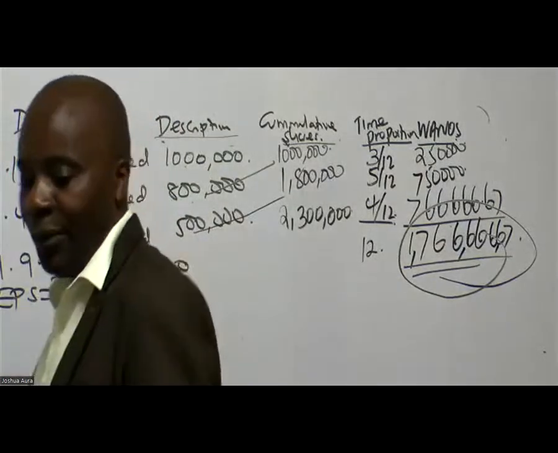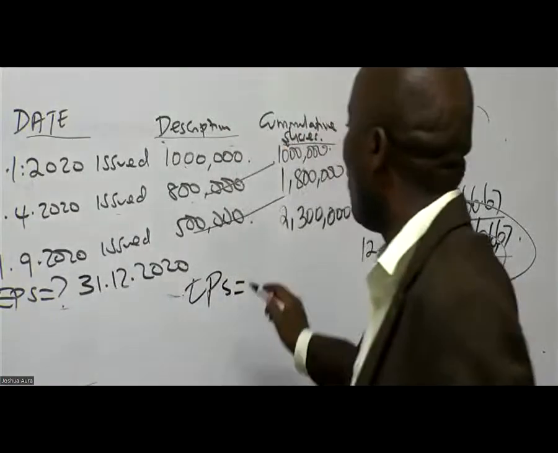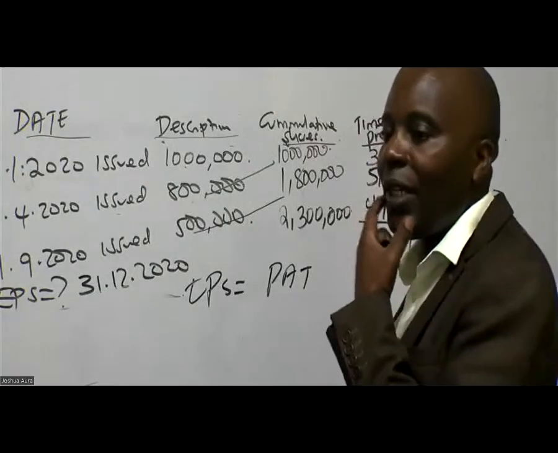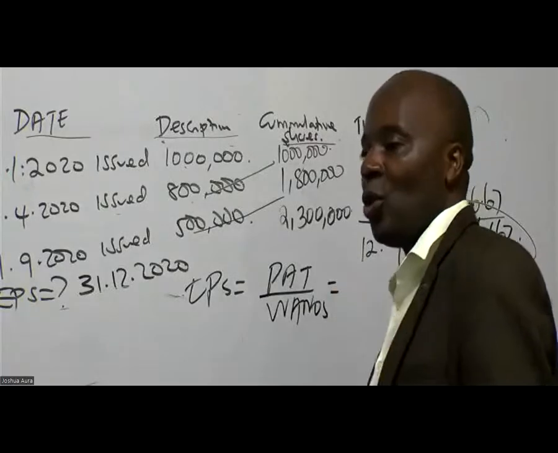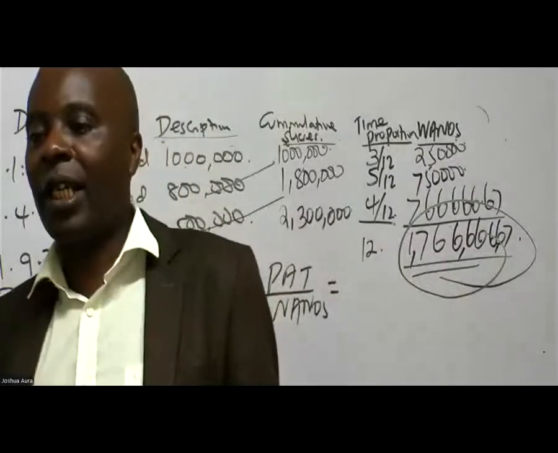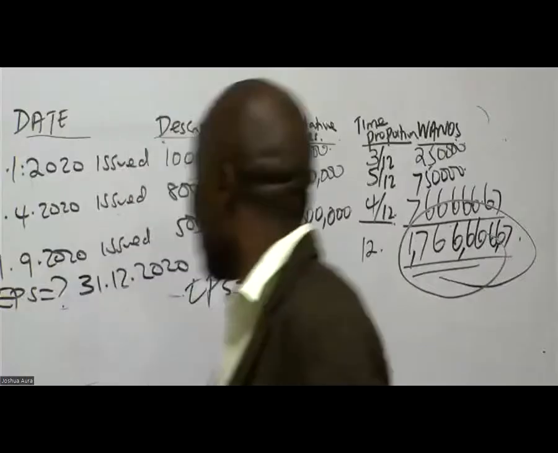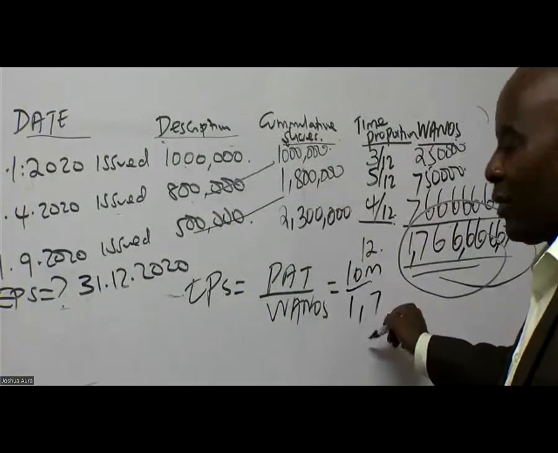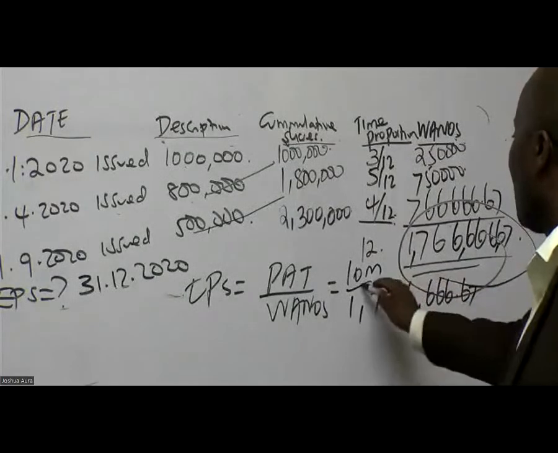Getting EPS will not be a big issue because to get EPS, we take our profit after tax, as there are no preference dividends here, all over the 10C. So who can remind us what was the profit after taxation? Thank you very much. It is 10 million divided by 1,766,666.67, like that.